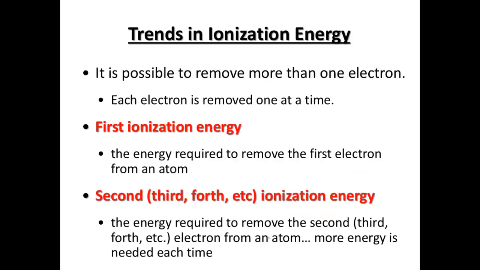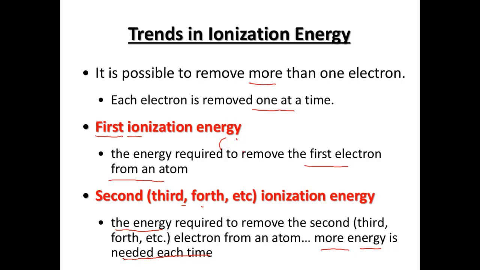What we mean by first ionization is that it's possible to remove more than one electron. Each electron is removed one at a time. So we call our first ionization energy the energy required to remove the first electron from an atom. How much energy does that take? Then there's the second, the third, the fourth ionization energy, required to remove a second, a third, or a fourth electron from the atom. More energy is required each time we do this.